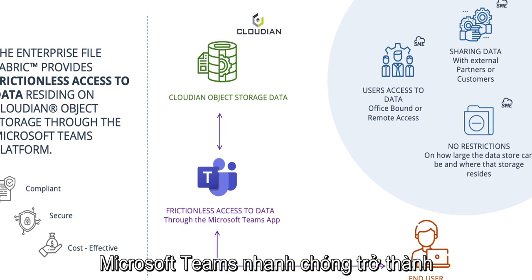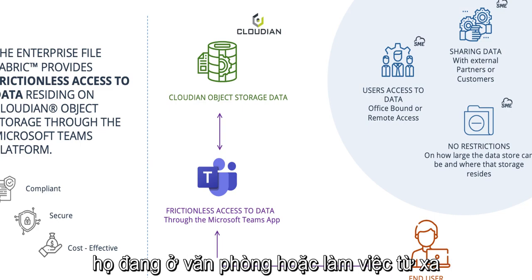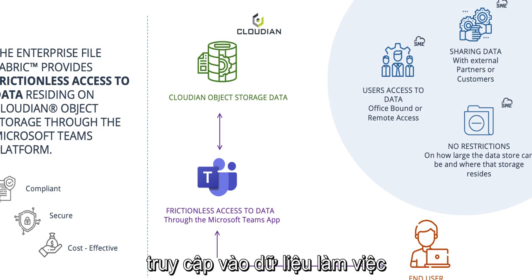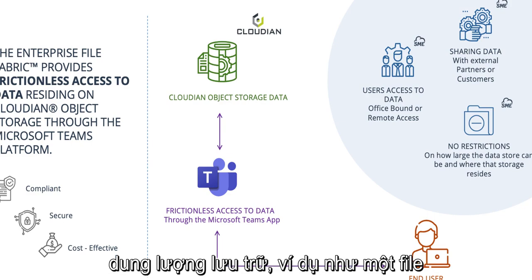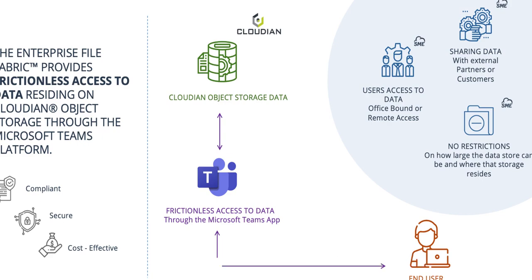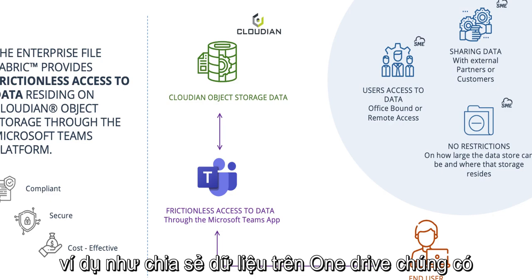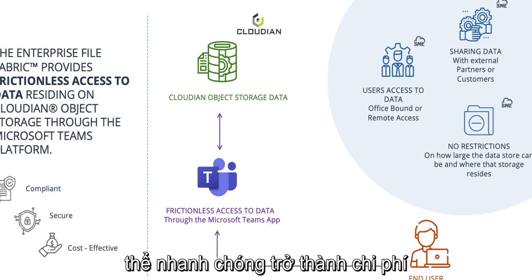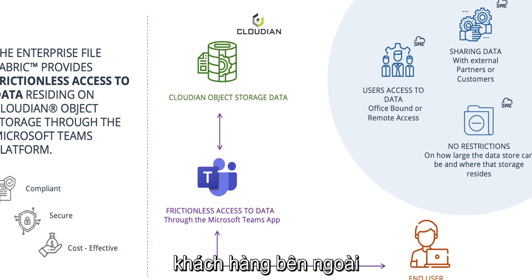Microsoft Teams has rapidly become a de facto standard for how end users, whether they be office-bound or remote, access their work data. Teams, however, has restrictions on how large the data store can be, for example, typically no larger than 2 gigabytes per item, and where that storage resides, for example on SharePoint and OneDrive, which can quickly become costly, particularly when using Teams channels to work with external partners and customers.